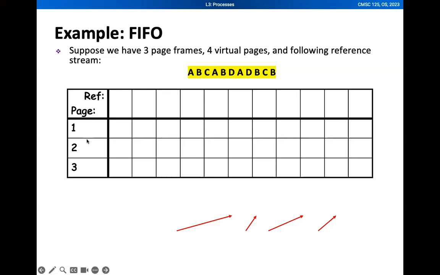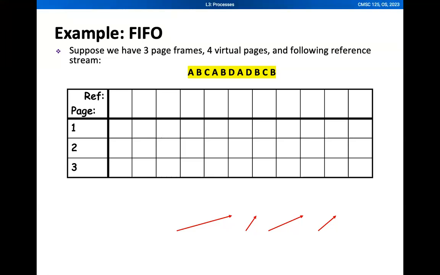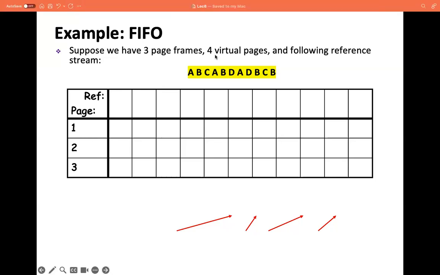Assuming that we have 3 page frames, meaning the frames that are available in the main memory, and we also have 4 virtual pages, A, B, C, and D. Basically these are pages of a certain process. And we also have the following stream: A, B, C, A, B, D, A, D, B, C, and then B. This is the stream of pages queuing to use a frame in the main memory, or pages that are waiting to be loaded in the main memory.